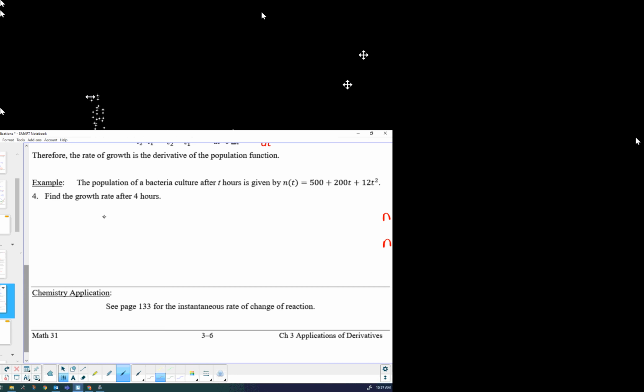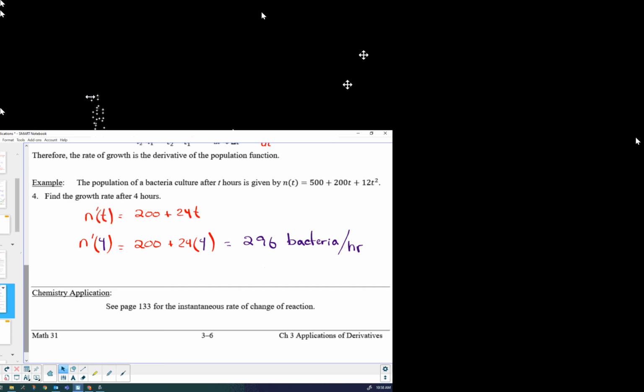Question number 4. Population in a bacteria culture is given by this function. We want to find the growth rate after 4 hours. What do we do? Find the derivative and plug in 4. There you go. The math is easy. So there's my derivative function. So that'll tell me how the population is changing at any instant in time, and then I can pick whatever instant in time I'm interested in, which in this case is 4.